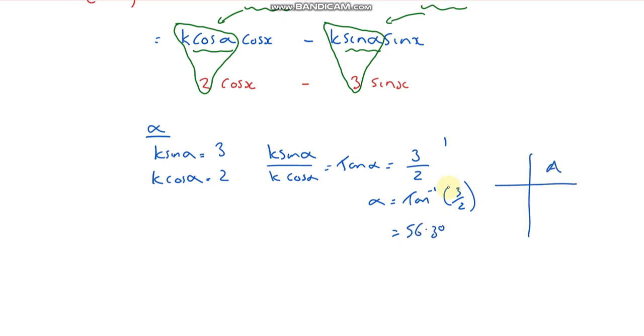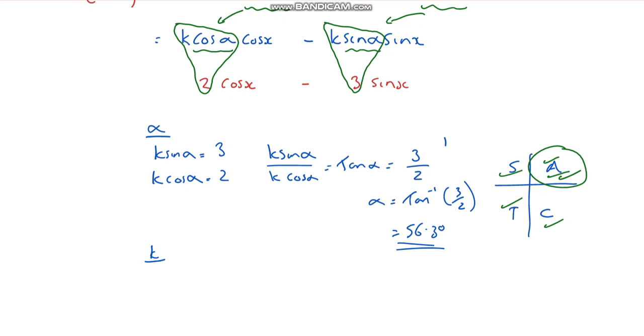And I'm just going to check which quadrant I should be in. My sine is positive, so if sine's positive, it's there. Cos is positive, so it's there. And the tan comes out as positive, so we're in the first quadrant, so that answer is acceptable. Very good. Next thing we'll do is work out the k. I got so excited I just worked out alpha for some reason.